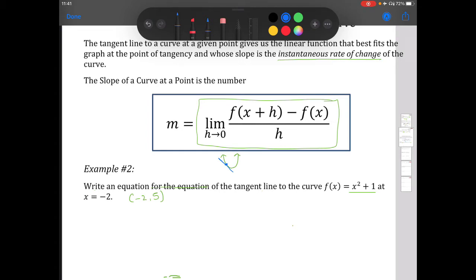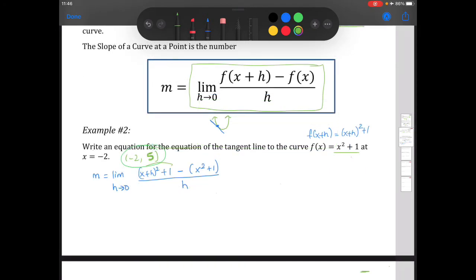So all I'm going to do is use this formula, the difference quotient, and find the limit as h approaches 0. So the first thing I'm going to do is f of x plus h. That means this is f of x. If I'm doing f of x plus h, I'm substituting x with x plus h, right? So I'm going to rewrite that as (x plus h) squared plus 1, minus f of x, in parentheses, x squared plus 1, all over h.